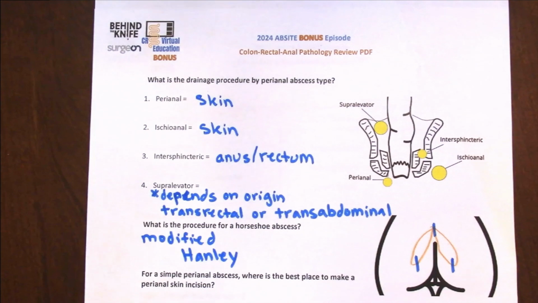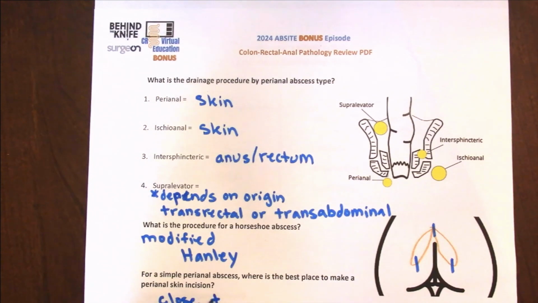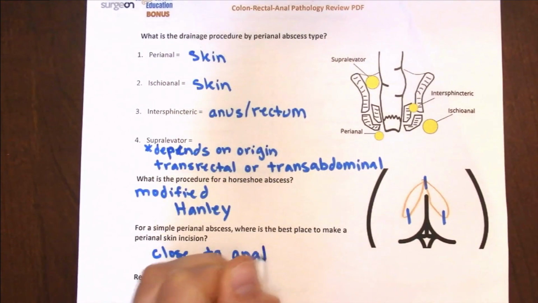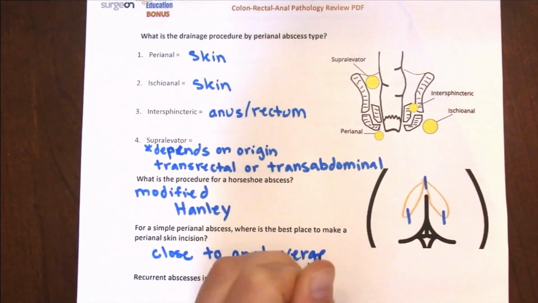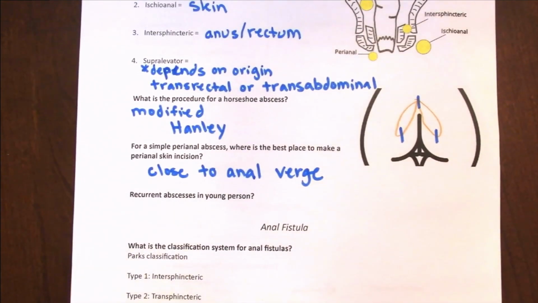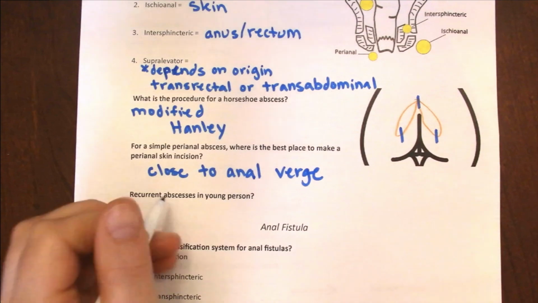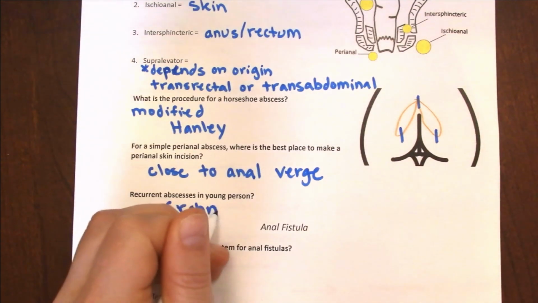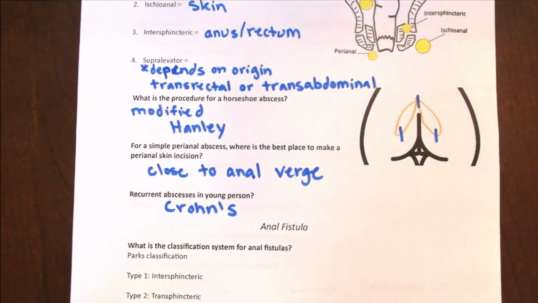For a simple perianal abscess, where is the best place to make a perianal skin incision? You'll want to make the incision as close to the anus as possible for the best drainage. Excellent. And what if you keep seeing recurrent abscesses in a young person? You should definitely be worried about Crohn's disease for that patient.